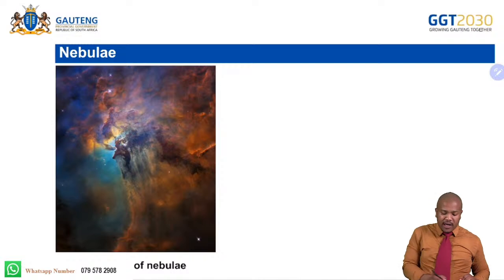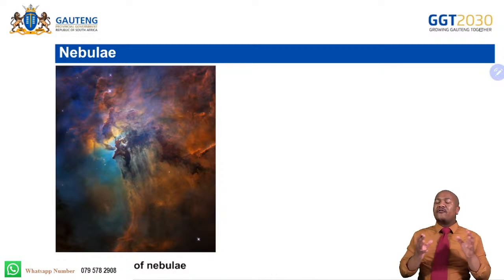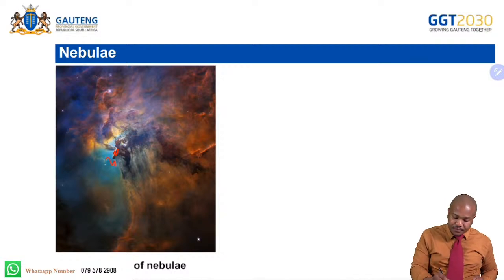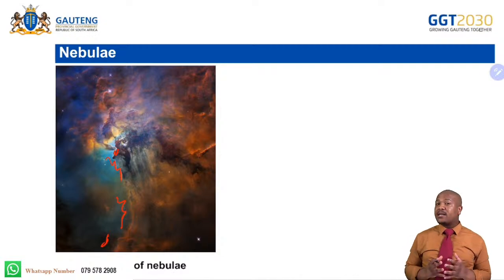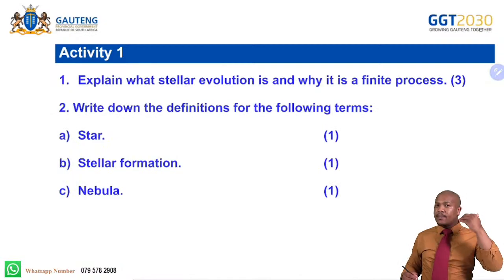So for example, here is a NASA image of a nebula, right? This is a collection of what? Of gas particles and also dust. It is a thinly spread cloud consisting of many gas particles and also dust, in which a star is going to be born.